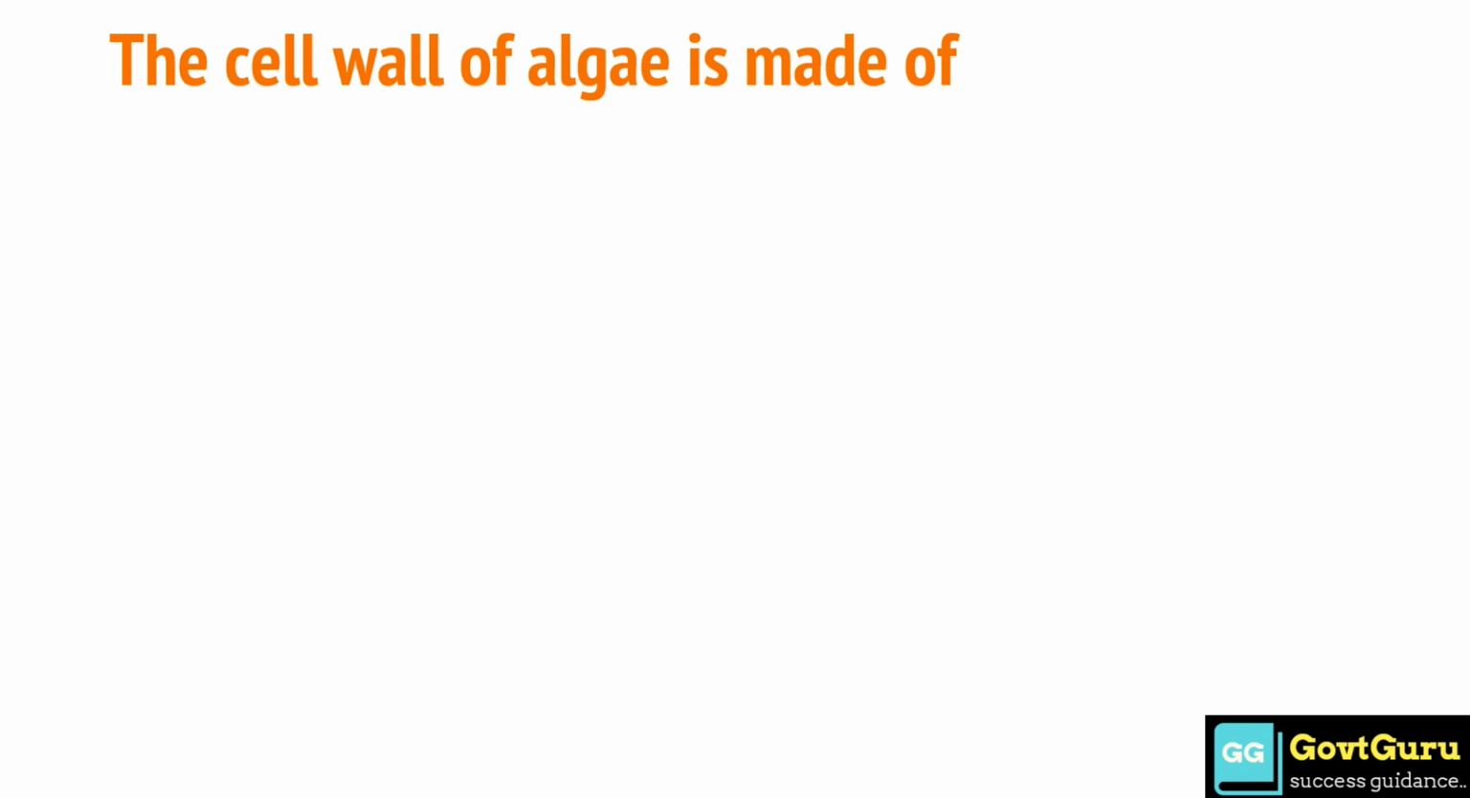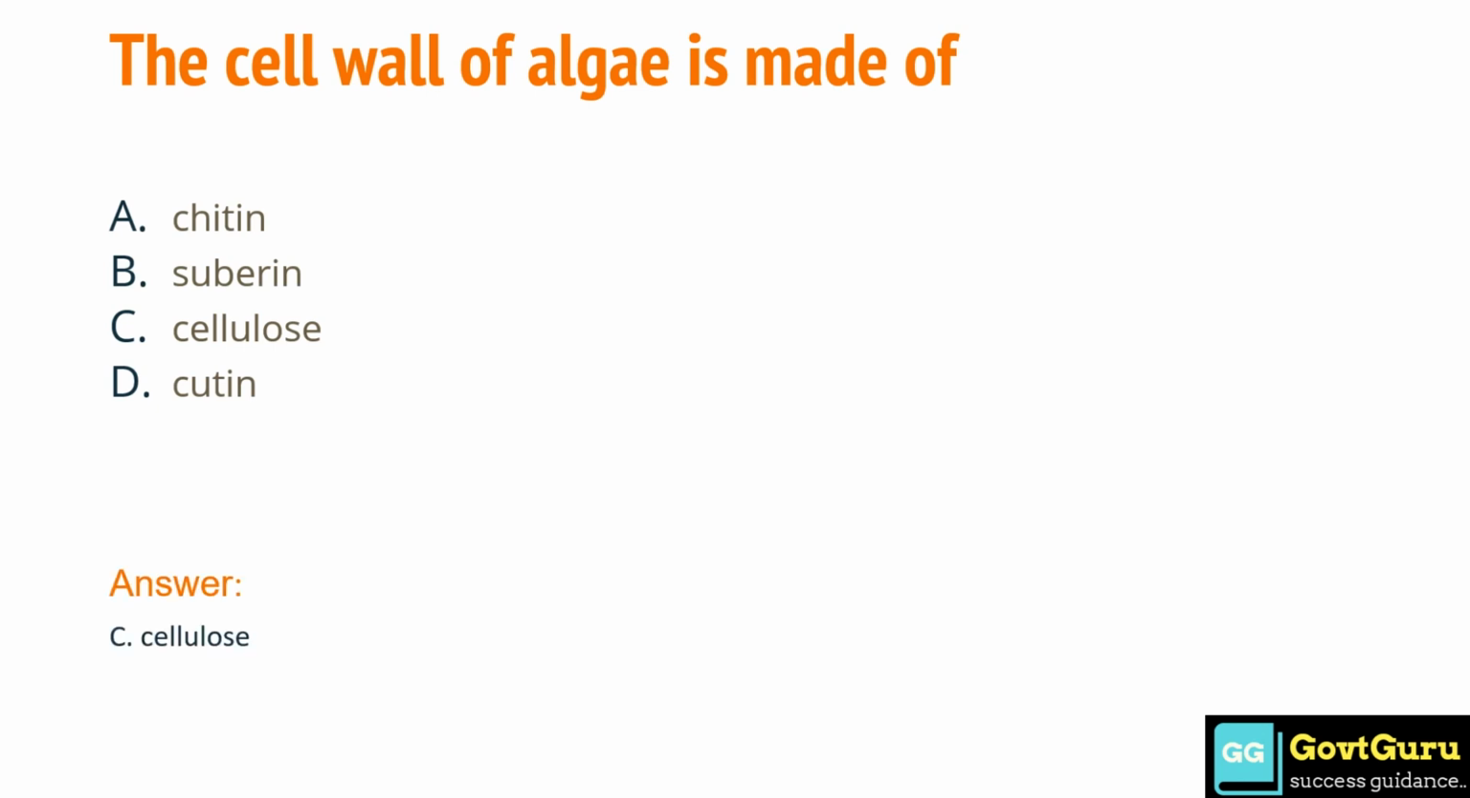The cell wall of algae is made of? Option A, chitin. Option B, suberin. Option C, cellulose. Option D, cutin. So the correct answer is option C, cellulose.